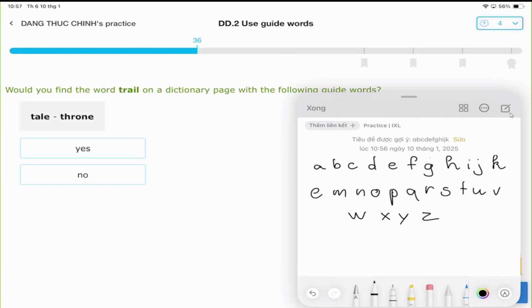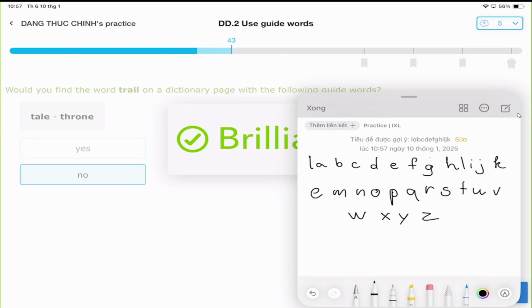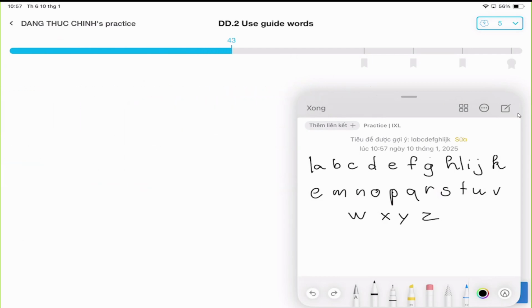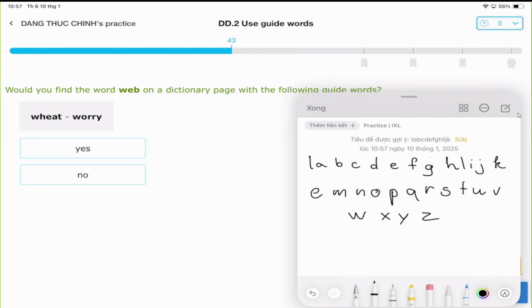So between A and H, here and here, there are not any R. So trail, we would not find the word trail on a dictionary page between tail and throne. So no.